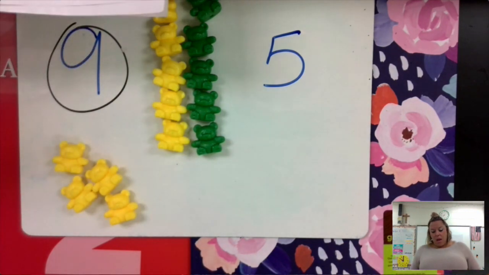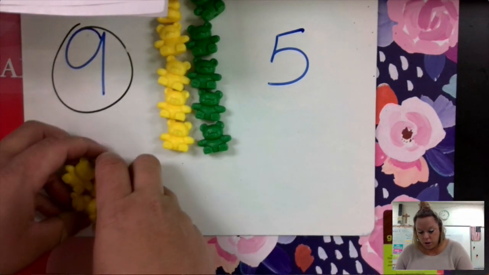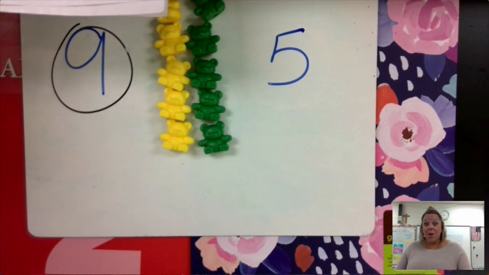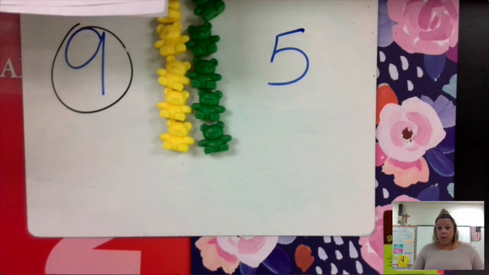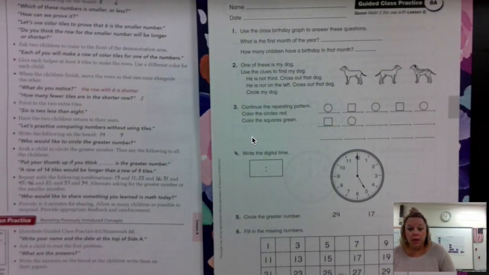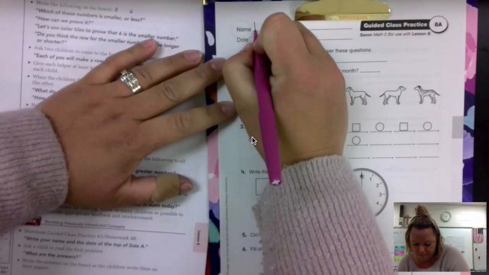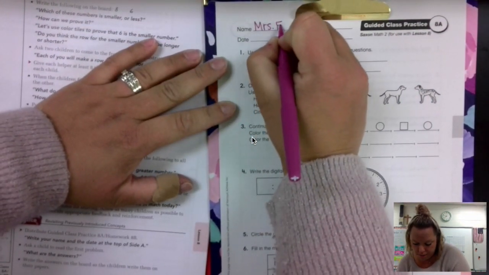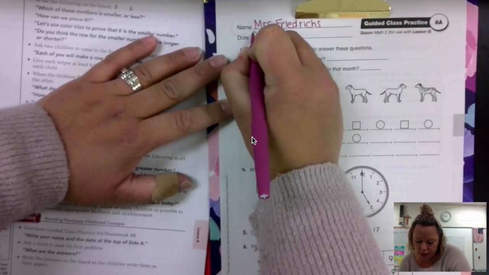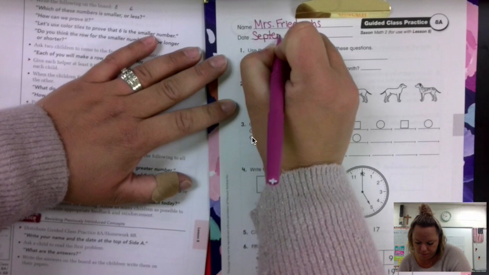All right, my friends. Now, what we are going to do is grab out our guided class practice. So, grab your guided class practice, go ahead and start getting your name and date on your paper. Now, first grade, make sure, please, that you do have your name on your paper. Also, please make sure that you have the date on your paper.